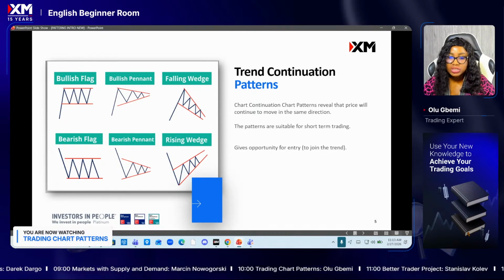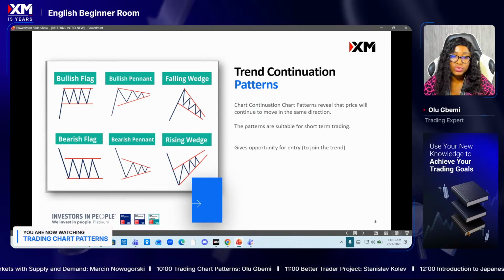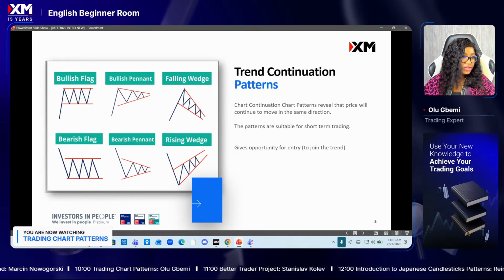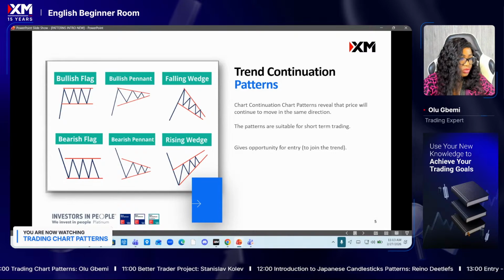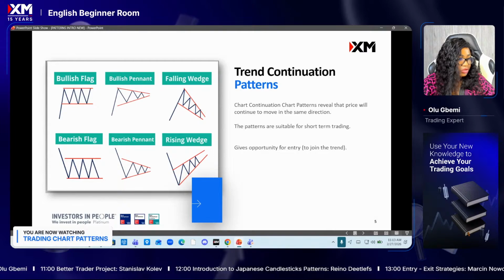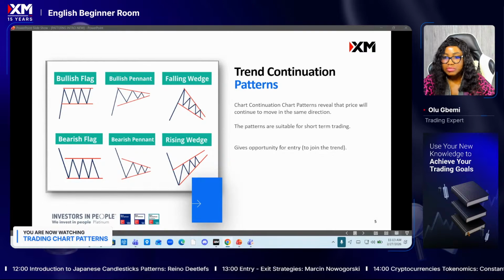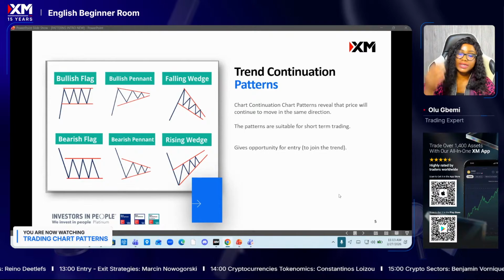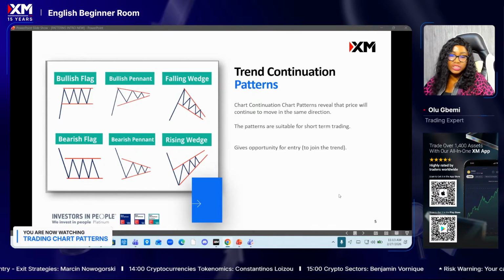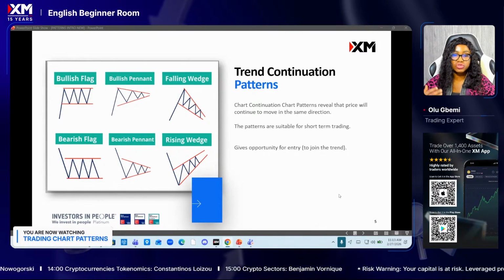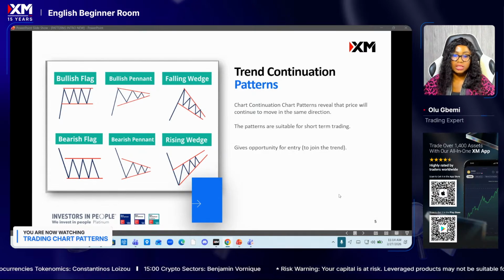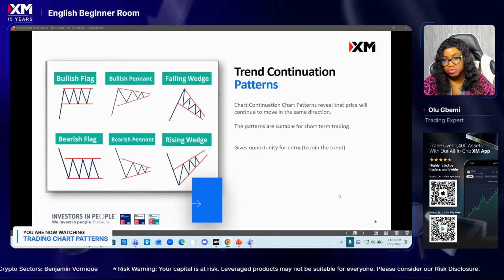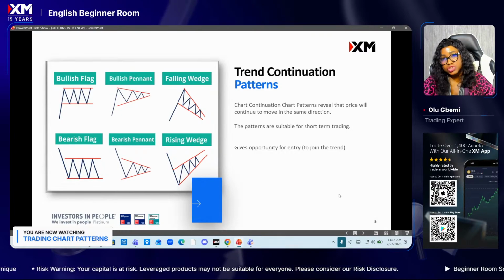It gives you an opportunity for entry to join the trend. So if, say, there is an established trend already, the price has already been in an uptrend for some time, if I see a continuation pattern, it gives me the idea that this trend is going to continue. So I can join the people that are already buying, I join the buyers. If I see a downtrending market and I'm looking to join the trend, there are already sellers in the market pushing the price down, I would be joining them to continue the trend. So it gives you an opportunity to join.